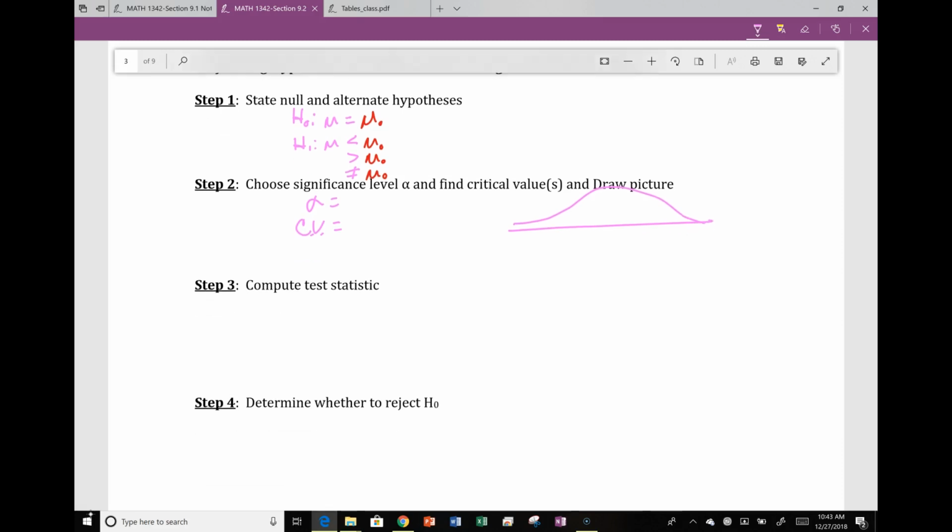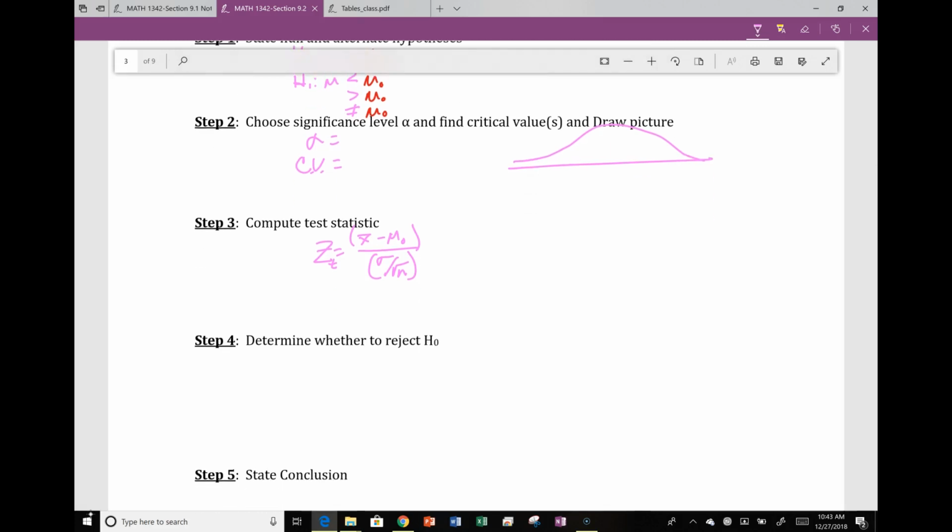Then we compute the test statistic. For this particular case, we're looking at z's. That's going to be our sample mean minus the mean that we put here in the hypotheses divided by our standard deviation over the square root of n. And I'm going to go ahead and put in those extra sets of parentheses to remind us to be careful with that calculation. Based on our test statistic, and if you want to, you can do Z sub T, that's our test statistic, we determine whether to reject or not reject.